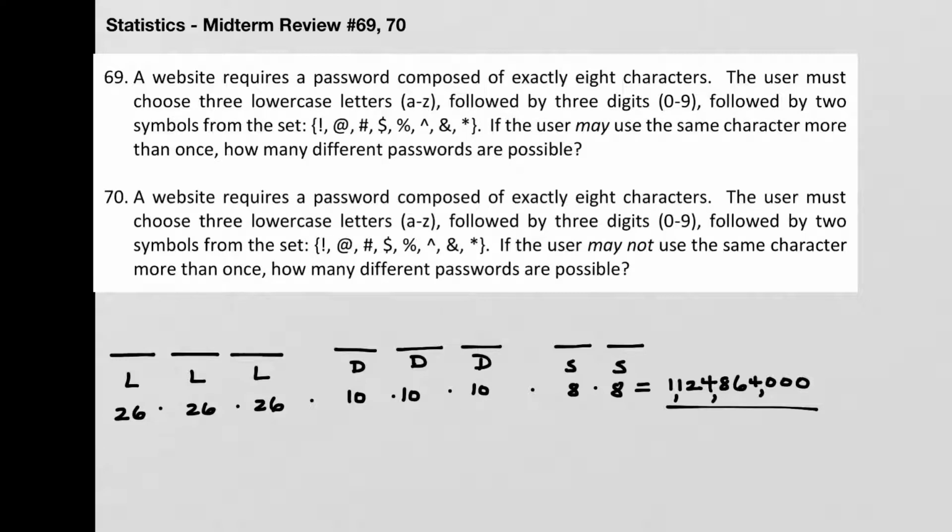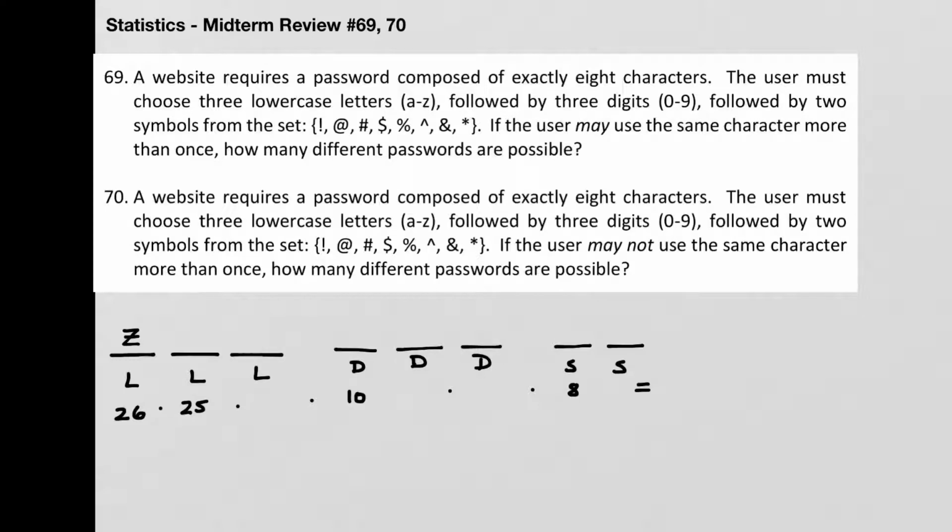Okay, now let's take a look at the second scenario where you're not allowed to reuse. So actually I can use most of this. What's going to change here is that when I go to choose my second letter and my third letter, my second digit and my third digit, and then my second symbol, the number of choices is going to change. Because now we've used something. So my first letter, maybe I chose a Z. Now I only have 25 choices left because I can't choose the Z.